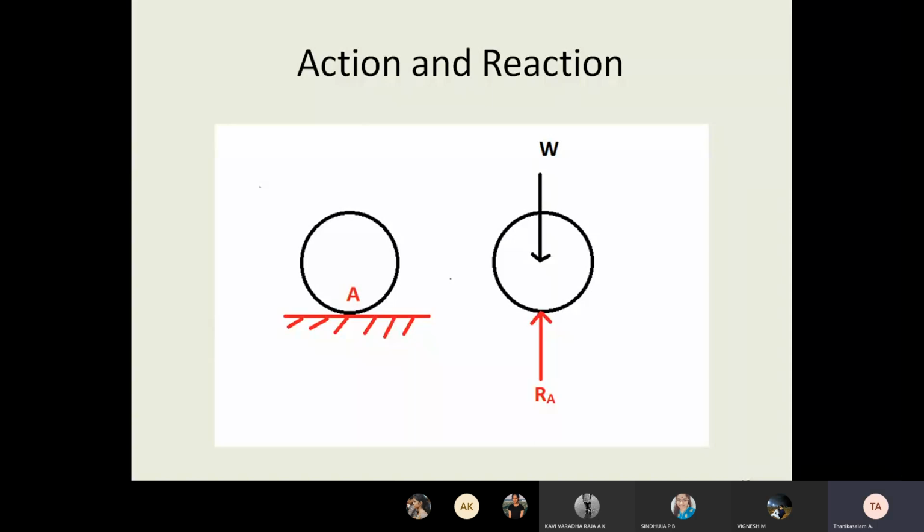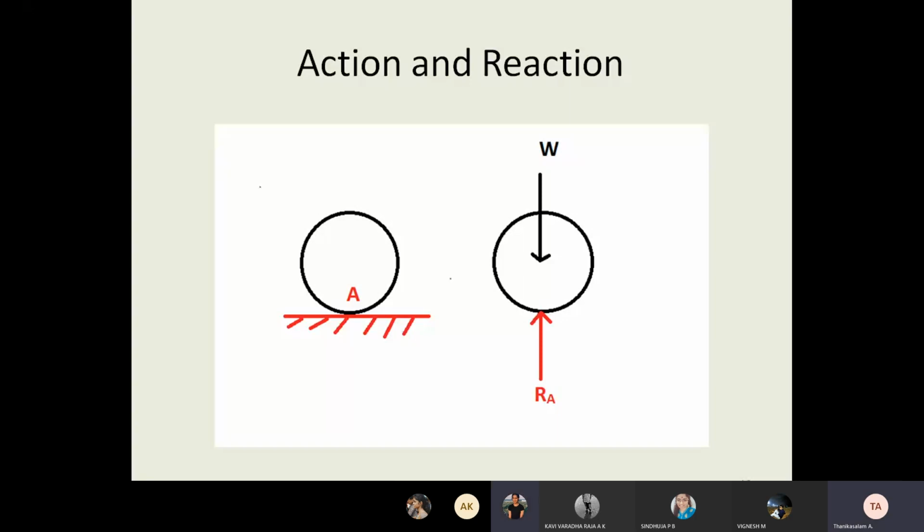Do you understand this one? Action, reaction. So action means the ball's weight is acting on the surface. The ball is the action. Generally we know weight acts towards the center of the earth, that's why the black line, the weight, is in the vertical downward direction. So the reaction must be in the opposite direction, that's why upward, RA. What is R? R means reaction, and A means at the contact point. This is called action and reaction.